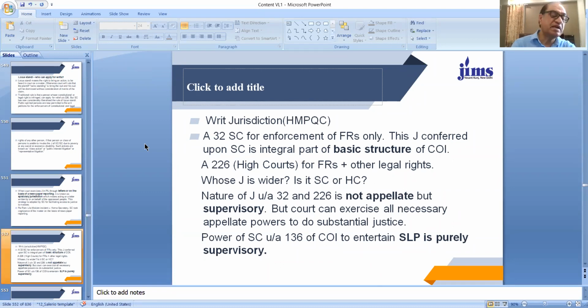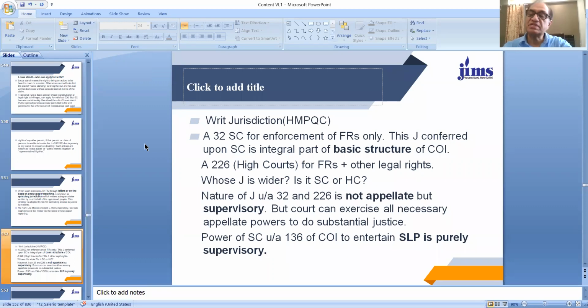Then high courts under Article 226 are empowered to issue writs for enforcement of fundamental rights plus other legal rights also. So whose jurisdiction is wider? Is it the Supreme Court or the High Court? Obviously, the jurisdiction of the High Court is wider because they have power to issue writs for protection of fundamental rights as well as for protection of other legal and constitutional rights.